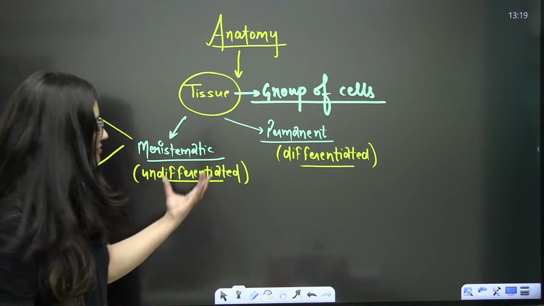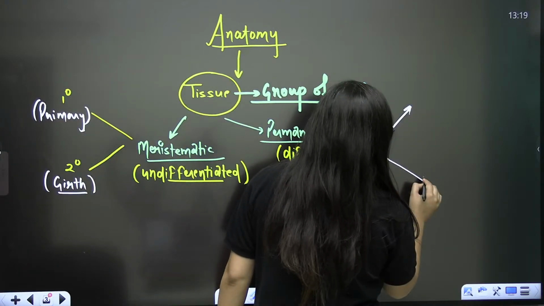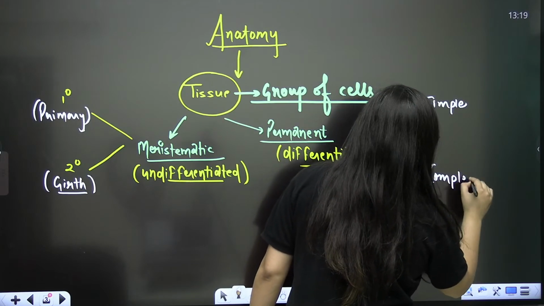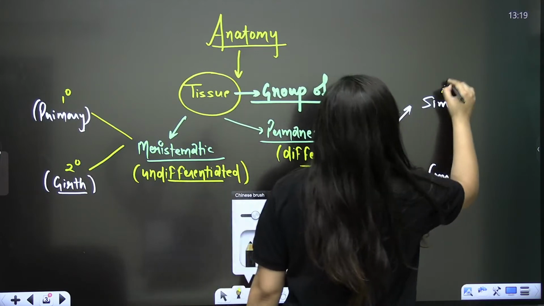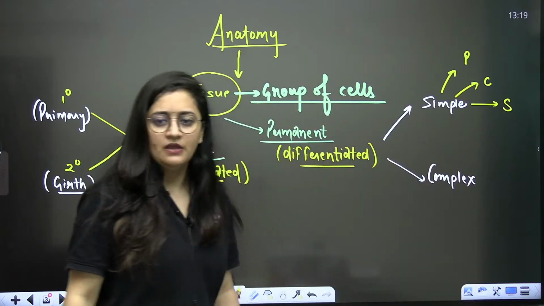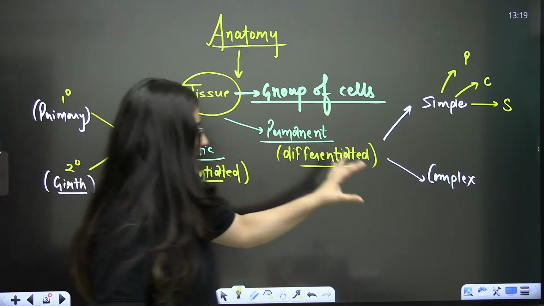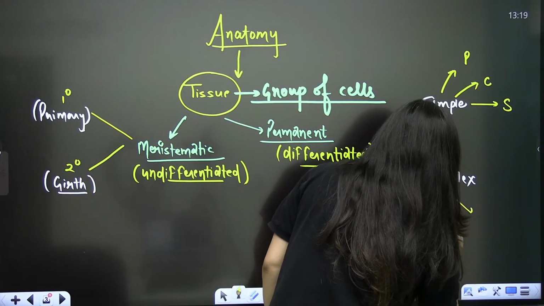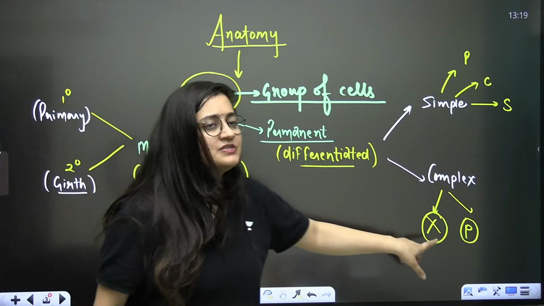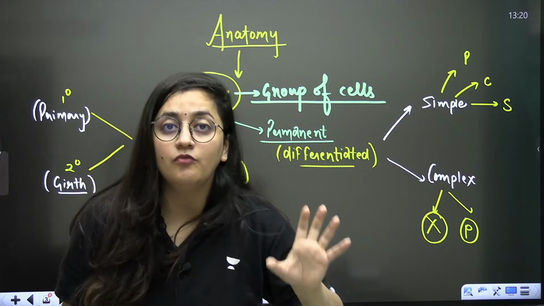Clear, bache? Girth, the diameter. And when it is the permanent tissue, here we talk about two things: the simple permanent tissue and the complex permanent tissue. When it is simple permanent tissue, you have your parenchyma, collenchyma, sclerenchyma. And when it is the complex permanent tissue, you have the xylem and the phloem, and they are going to form the vascular bundles. Xylem is meant for the transport of water and minerals. Phloem is meant for the transport of food. So that's what we have already covered.